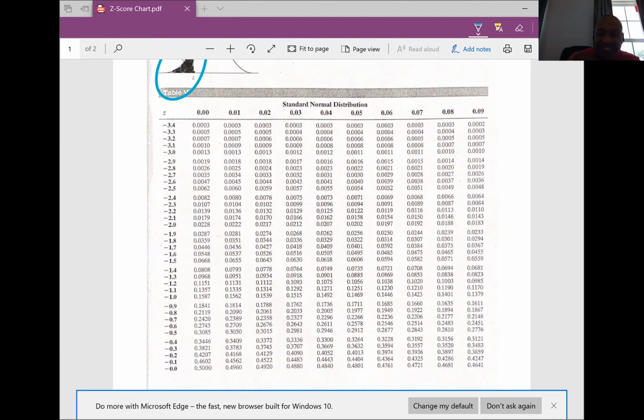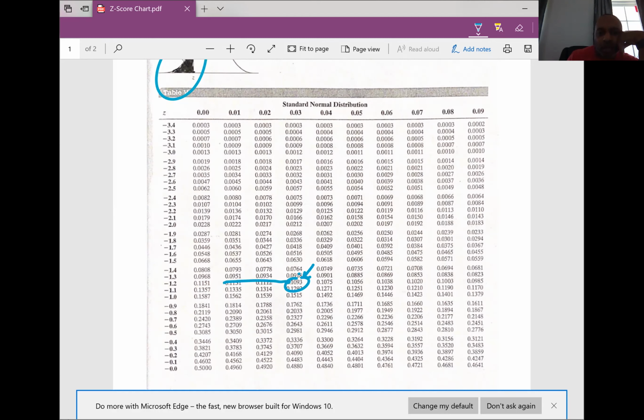So let's see, we're looking for 0.11. Okay, here's where our two values are. We look at these two values and see which one is closest. That would be the 0.1093, because this is 0.0012 from it, and this one is 0.007 from it. So that would be the one that we would use.